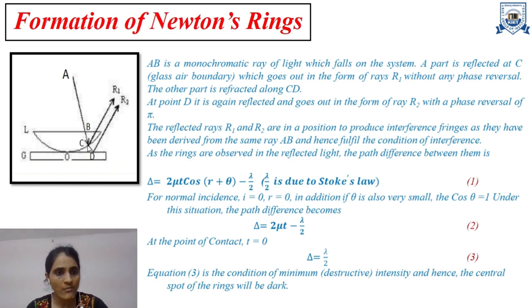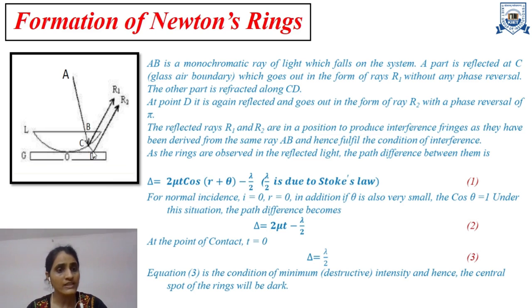So if I consider the point C, then from point C, the ray is reflected. So this reflection is from the surface of a rarer medium. So phase reversal does not occur at the point C. Whereas when the ray is refracted and strikes the point D, we can see that this is an air film. Air acts as a rarer medium and this glass plate acts as a denser medium.